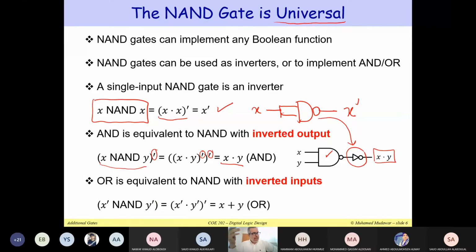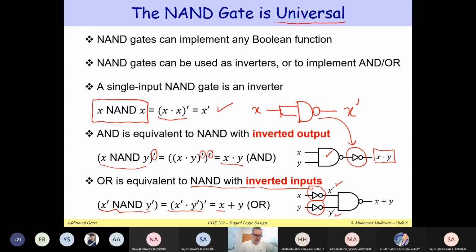We can also use NAND gates to implement OR. So here I'm going to use a NAND gate with inverted inputs. This is my circuit here. Use a NAND gate, but at the inputs, use two inverters, one inverter for X and one inverter for Y. So this will give me X prime, this will give me Y prime. Now, when you take X prime NAND Y prime, this is the complement of X prime and Y prime. And when you apply De Morgan's theorem, you get X or Y. So basically, the output here will be X or Y, similarly to an OR gate.